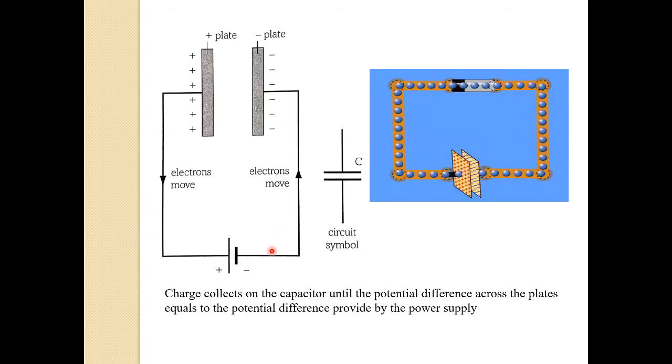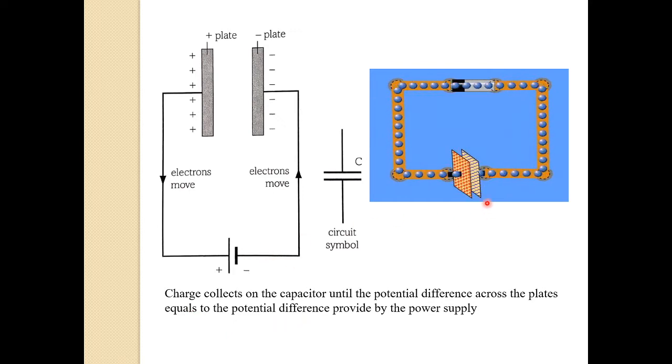So how long does this happen? Charge will collect on the capacitor until the potential difference. When the charge separates, it creates an electric field. So there will be a potential difference between the two plates. There is no connection between the two plates. Here the insulating material is in between, but there will be a field developed between the two plates. So the potential difference develops. How much does it develop? Until it equals the potential difference of the power supply.